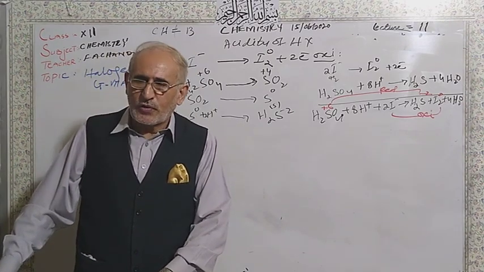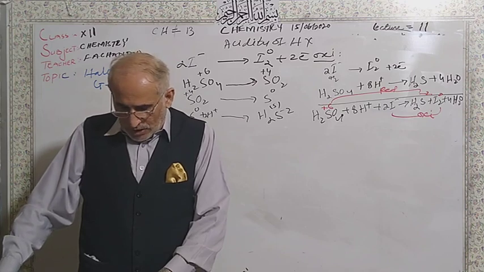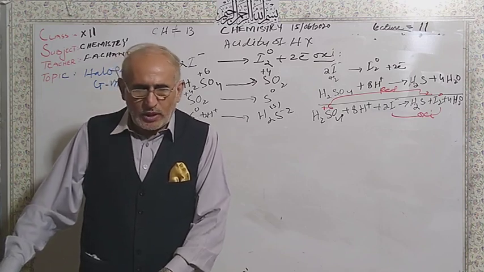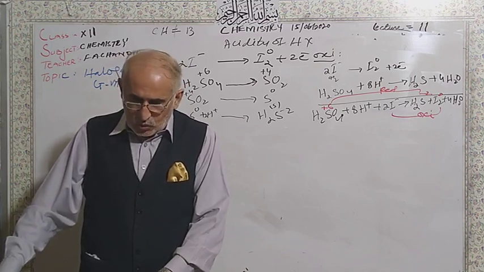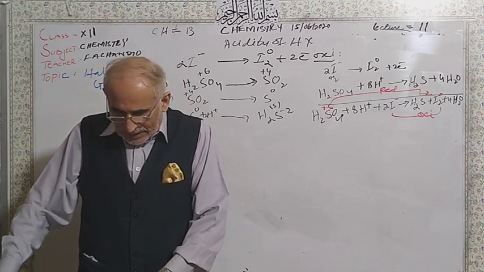Now fluorides do not reduce sulfuric acid because they are weak. Fluorides and chlorides do not reduce sulfuric acid. Only two are given. Explanation.